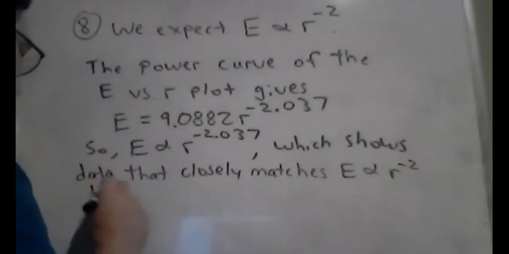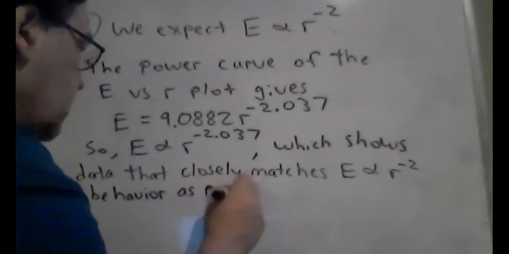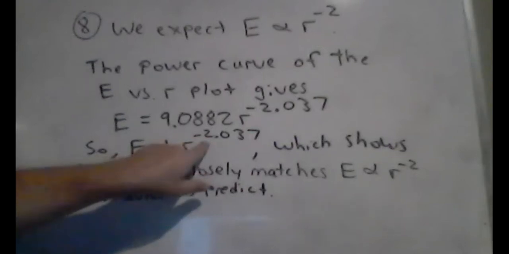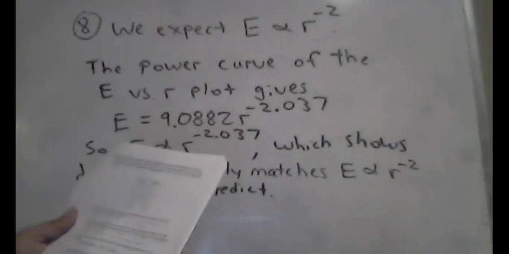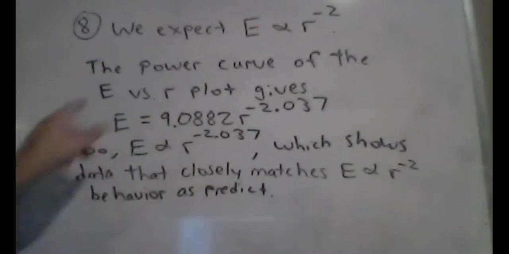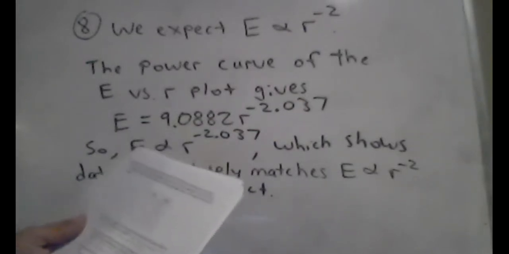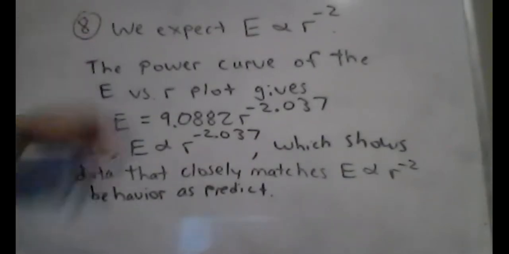Again, you see it. 2.037 is a great job. I mean, that's really close to -2. It's not perfect, but that's really close. So you'd say something like that in number 8. Number 10 actually wants you to write down the power equation. So I would write this equation down and only that for number 10, because that's what it asks for. But you can essentially use this to answer 8 and 9.